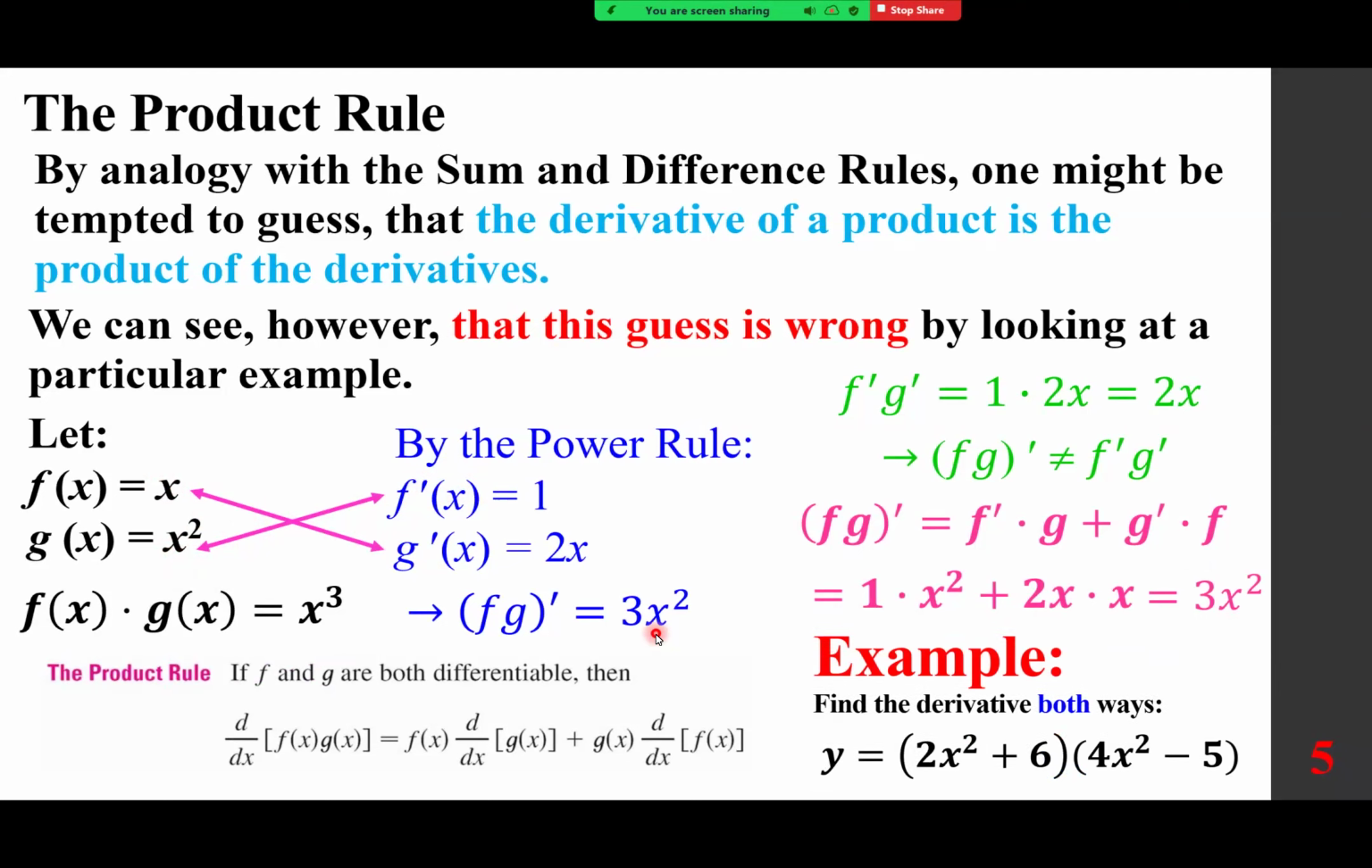Before we move on to examples of our own, I want you to do this at home. The question is, find the derivative both ways. What do I mean by both ways? Number one, the easy way is to distribute and use the power rule, finish the job. Number two, for practice, use the product rule. This is the first function, this is the second function, let's say f times g, and that is for the sake of practicing.